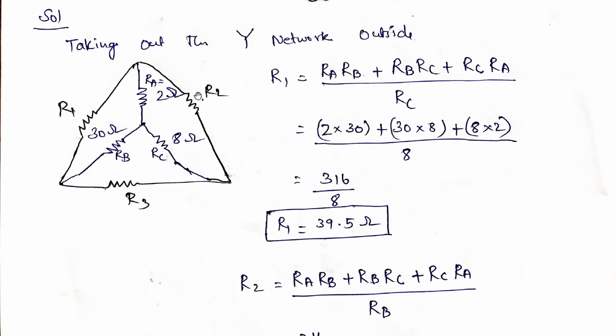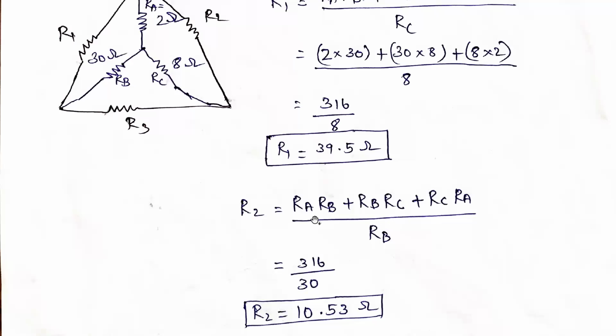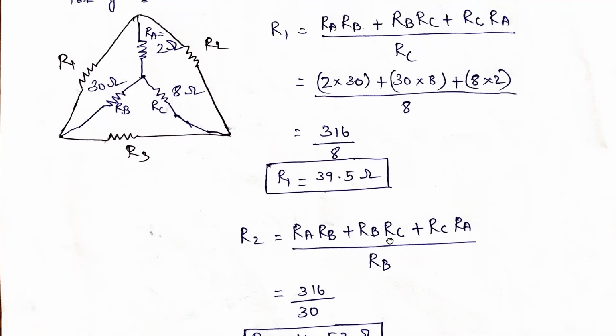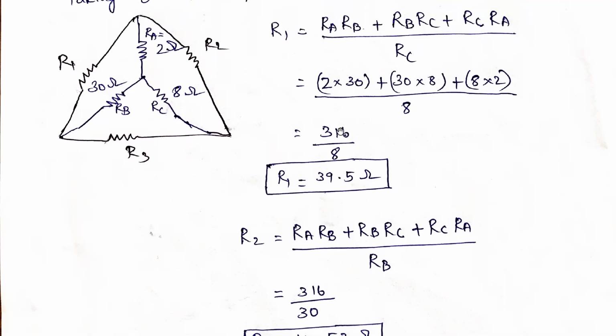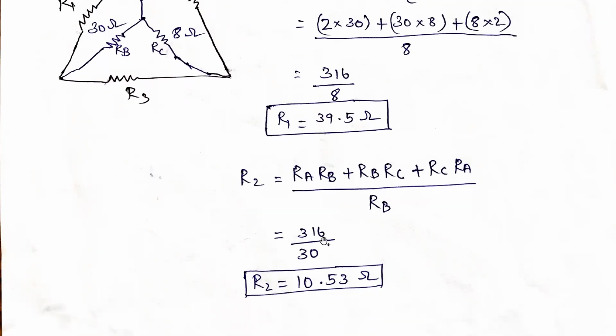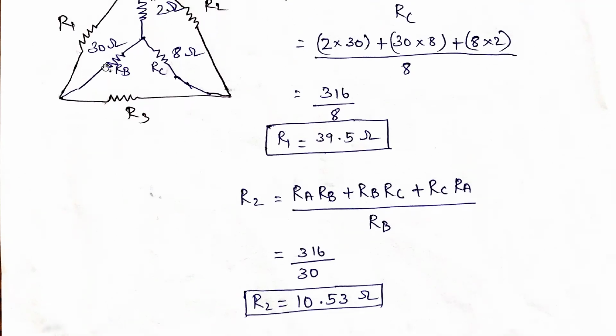Similarly, how to find R2? The same thing: the combination of all the resistances, RA RB plus RB RC plus RC RA, divided by whichever is not there. RA is there, RC is there, and RB is not there, so RB will come in the denominator. This numerator we already calculated as 316 ohms; if you want, you can calculate once again and verify it. So 316 divided by RB, where RB is 30 ohms. Then R2 is equal to 10.53 ohms.